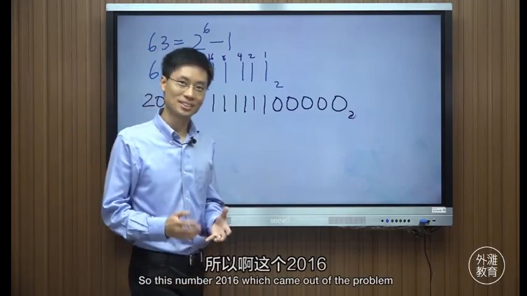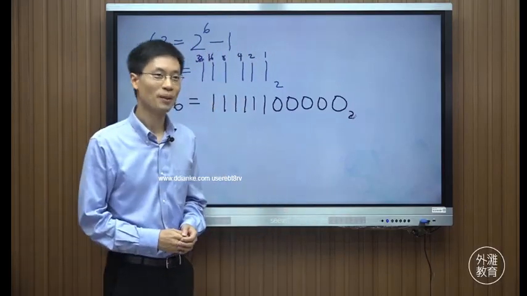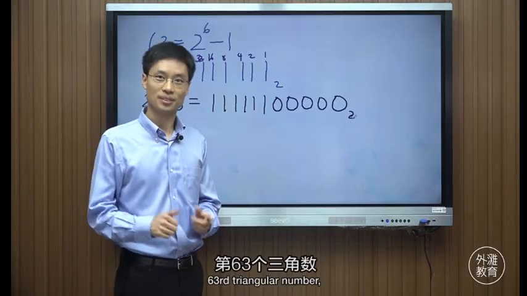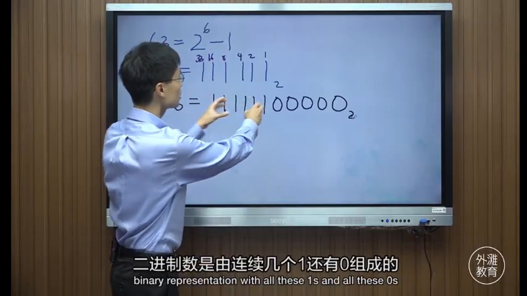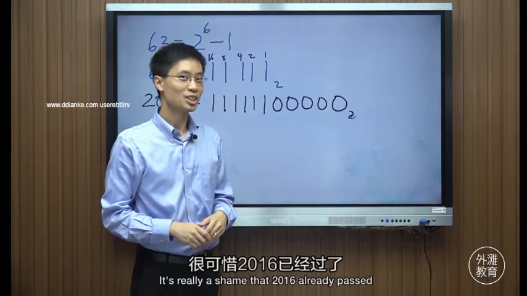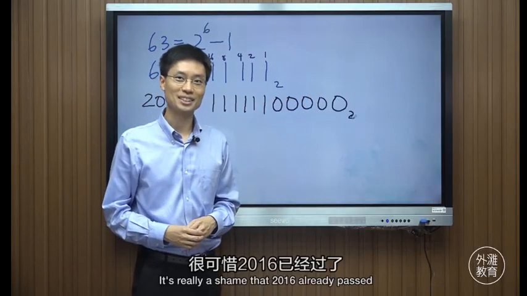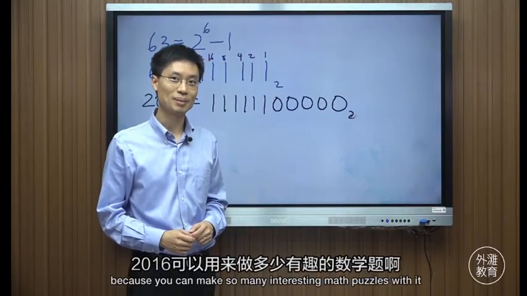So this number 2016, which came out of the problem, is actually very special. It's the 63rd triangular number, with a binary representation with all these ones and all these zeros. It's really a shame that 2016 already passed, because you can make so many interesting math puzzles with it.